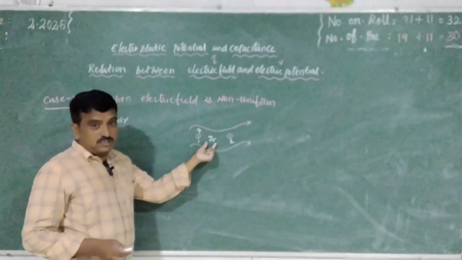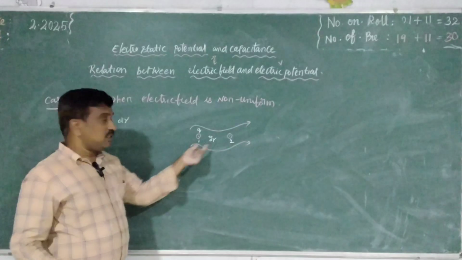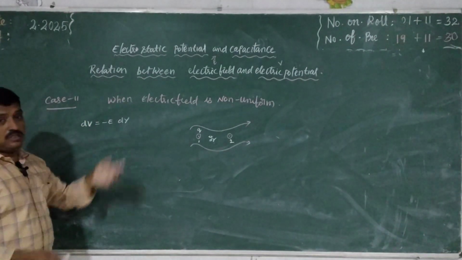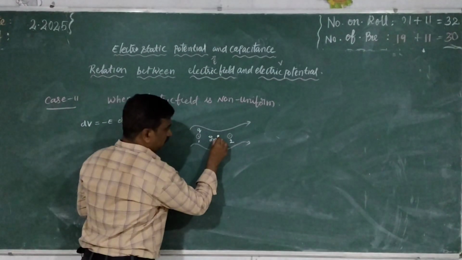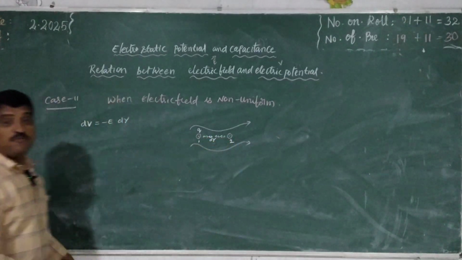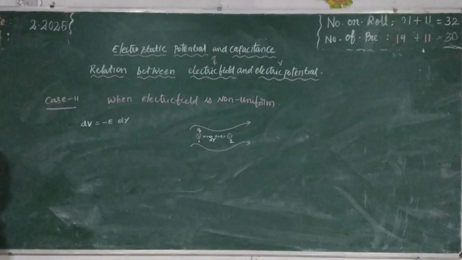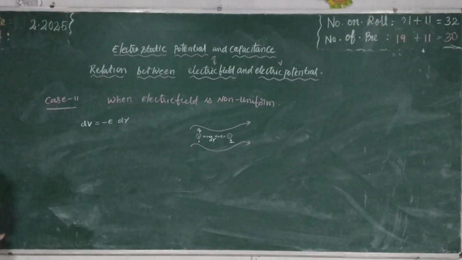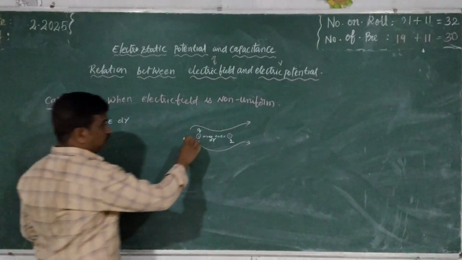So that region is dr. What is the electric potential? dv equals minus E dr. We can take this region, next, next, next. How many are there? Infinite parts are there, so we can use an integral, we can add all of them. What is the potential between 1 and 2?